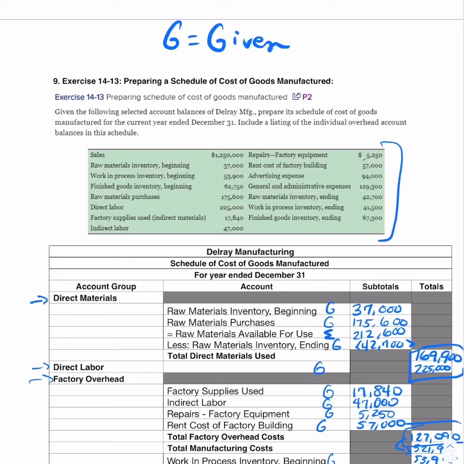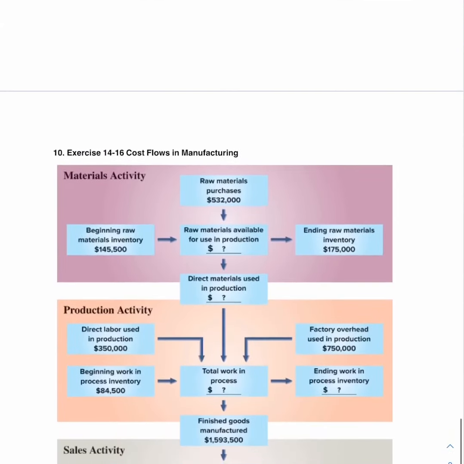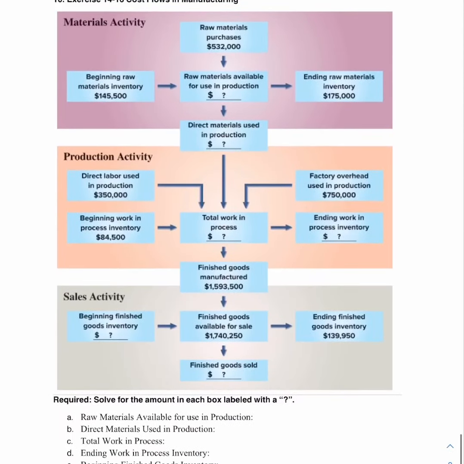So hopefully you see, once again, a lot of this information is just given to you. It's just a matter of figuring out how to make it all work together. So we will move on to question number 10. Now, I really like question number 10. A lot of people don't like it, but I like it because it gives you a very good visual depiction of exactly what's happening in this question. So I think it's a really good one to spend some time on, to just familiarize yourself with how these costs flow down the line.